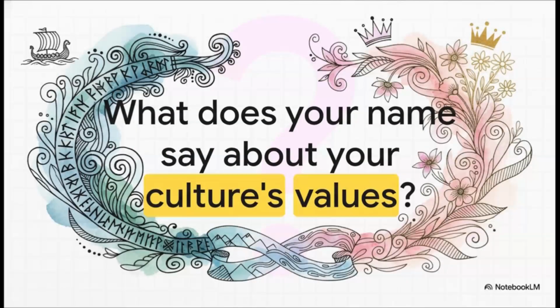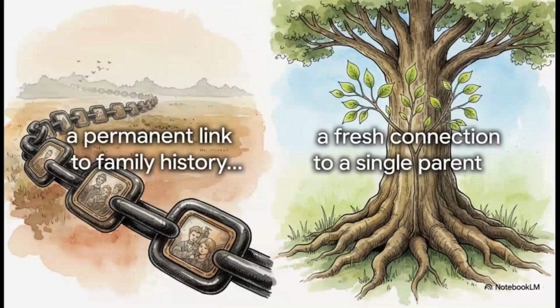Our names are so much more than just labels we carry around. They're reflections of our culture's values, of what we as a society choose to remember, and what parts of our identity we choose to highlight. When you boil it all down, it's really just two different philosophies. The Swedish surname is like a chain, this permanent link that stretches back through generations of family history. But the Icelandic patronymic is more like a snapshot. It's a fresh, direct, and deeply personal connection to the parent who brought you into the world.